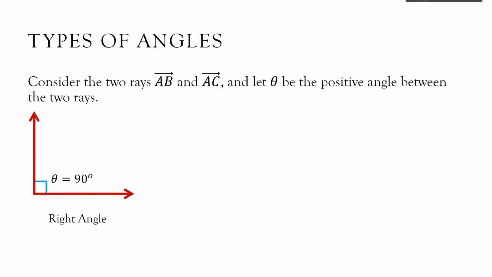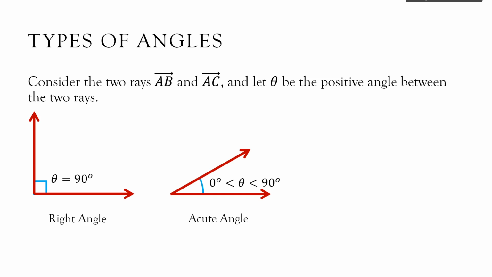One thing I want to point out about this right angle is that whenever we have a right angle, we often draw this sort of square in the corner to indicate that it is a right angle. So if you ever see a square in the corner, that tells you that we have a right angle, 90 degrees. The second type of angle that we want to talk about is, what if I made this angle a little bit shorter? That is, what if my angle was between 0 and 90 degrees? Well, that's what we call an acute angle.